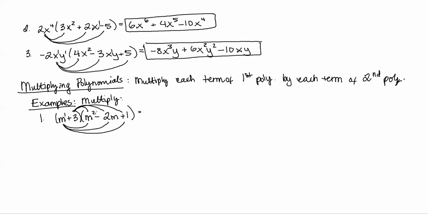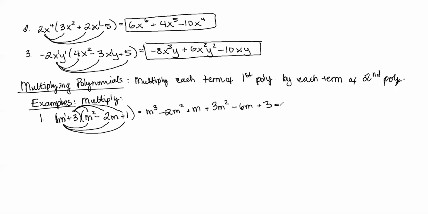M times m squared is m cubed. M times negative 2m, there's technically a 1 in front of this m, so 1 times negative 2 is negative 2. M times m is m squared. And then m times 1 is still just m, so plus m. And then on to the next one, we're just going to keep adding on the terms. 3 times m squared is 3m squared. 3 times negative 2m is negative 6m. And then 3 times 1 is still 3.